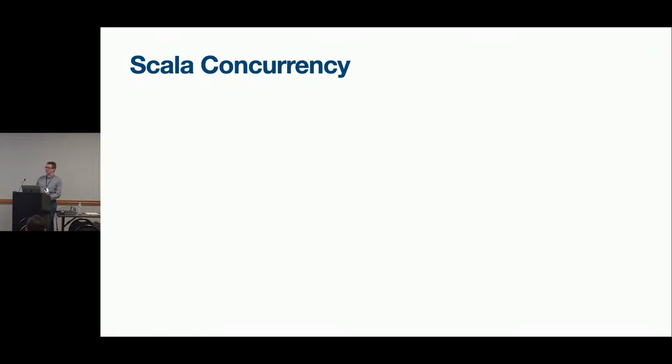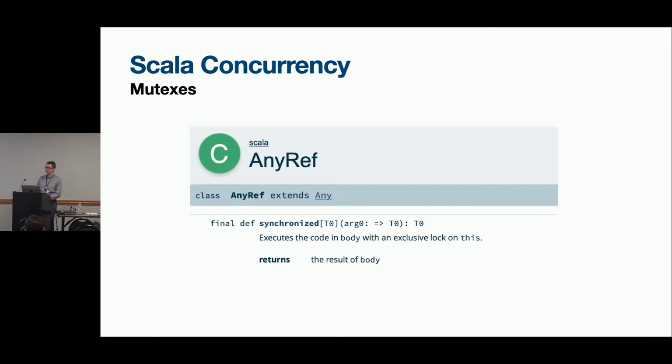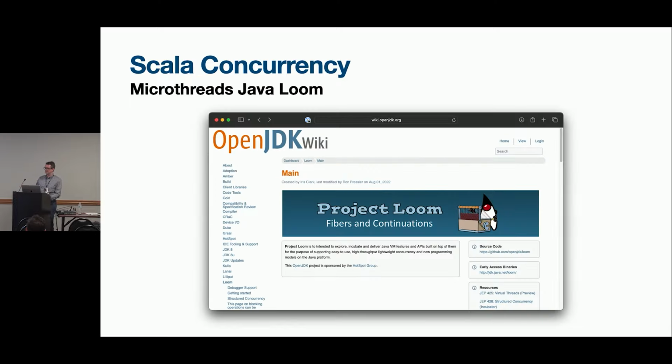But let's talk about what other options are in Scala, even though we probably won't use them. So Scala has mutexes. The synchronized keyword is built into the language. It lets you turn any variable into a mutex. We are not going to use it.